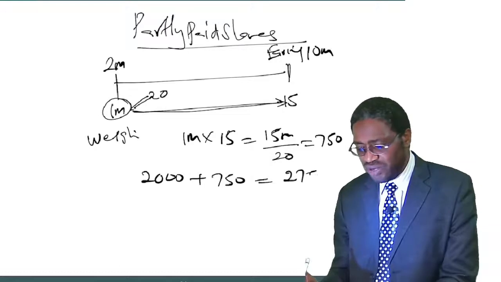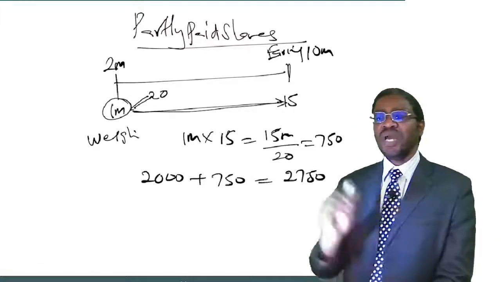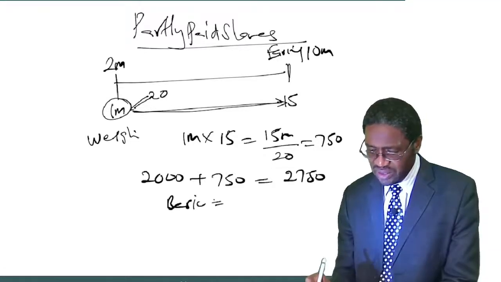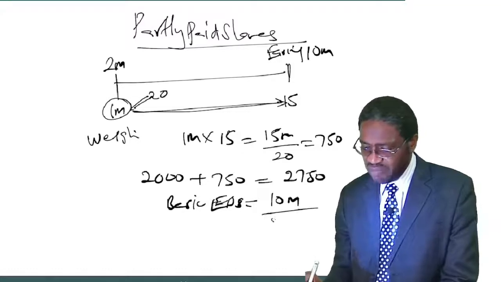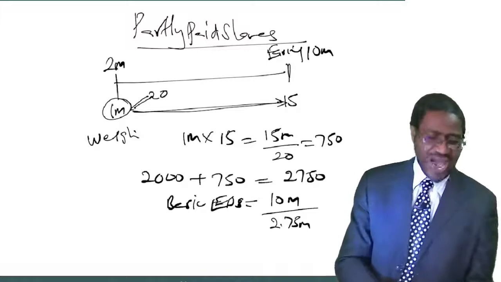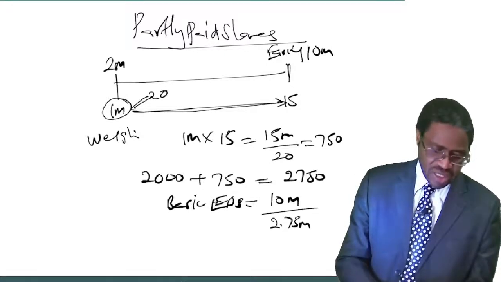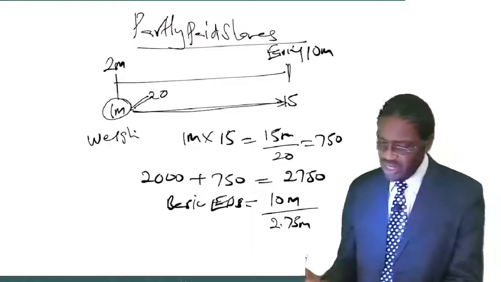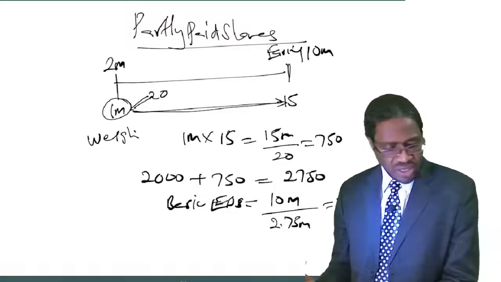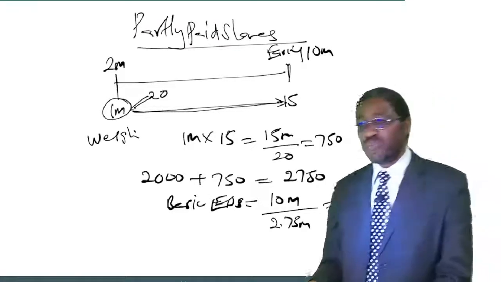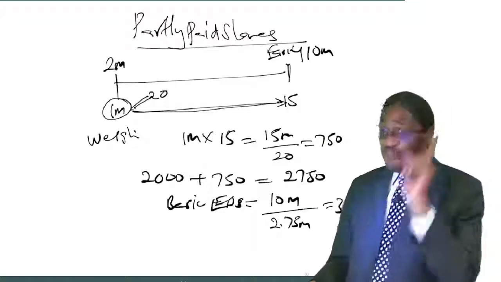Our shares are 2,750,000, and our earnings were 10 million. So basic EPS would be 10M divided by 2,750,000. How much does it give me as the basic EPS? 10 divided by 2.75 gives me 3.6364. Let's put it that way, 3.64. That is the basic.